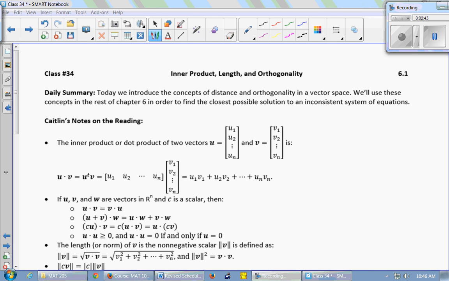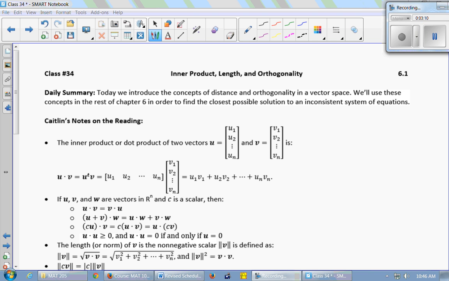All right, so today we're going to introduce the concepts of distance and orthogonality in a vector space. You've probably seen these concepts in Calc 3, whether you're taking it now or took it earlier. So we're going to review them since you probably have seen them before. And we're going to use them in the rest of Chapter 6 in order to find something called the least squares solution.